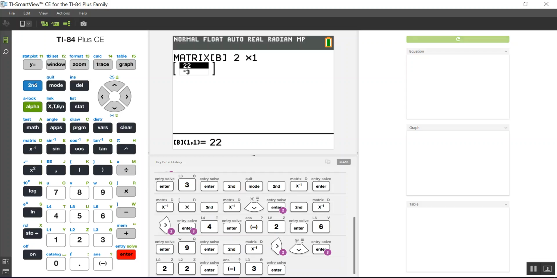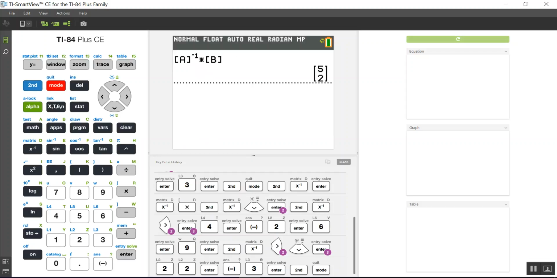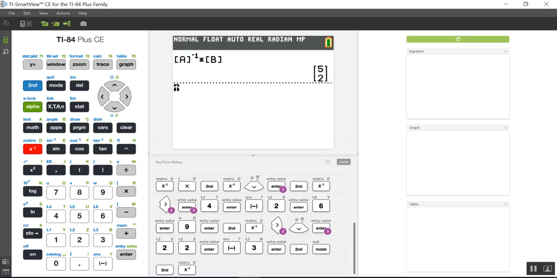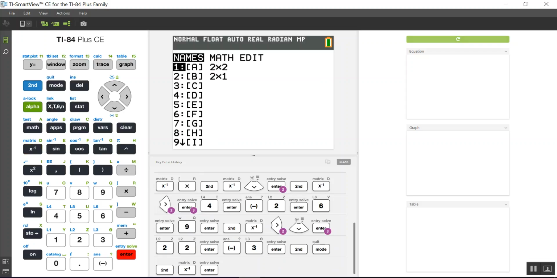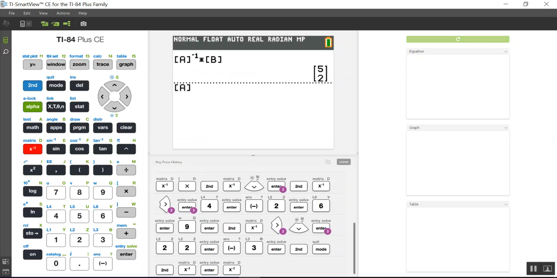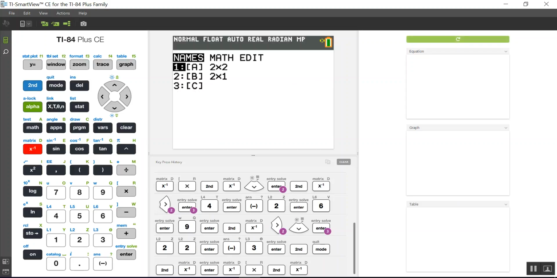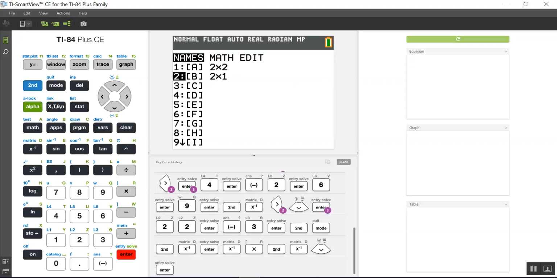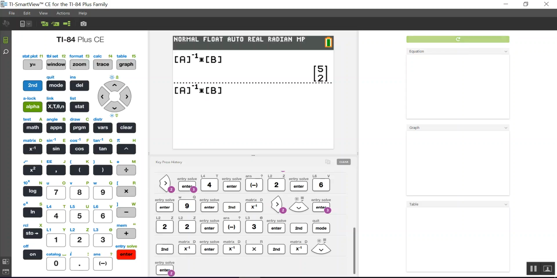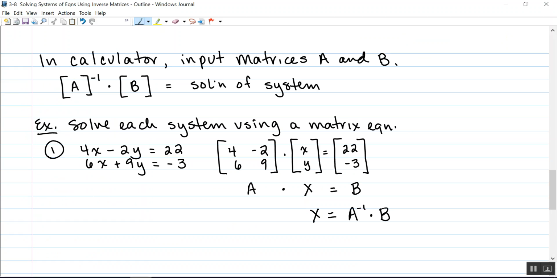Okay, now let's quit and go back to my main screen. And I need to name matrix A. I need the inverse of it, and I need to multiply it by the name of matrix B. Hit enter. There's my equation. Hit enter again. So my solution is the ordered pair 4, -3. X equals 4 and y equals -3.